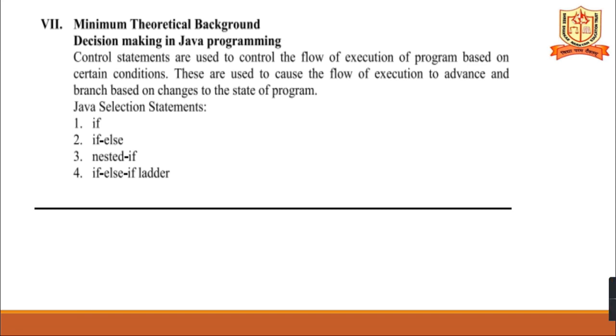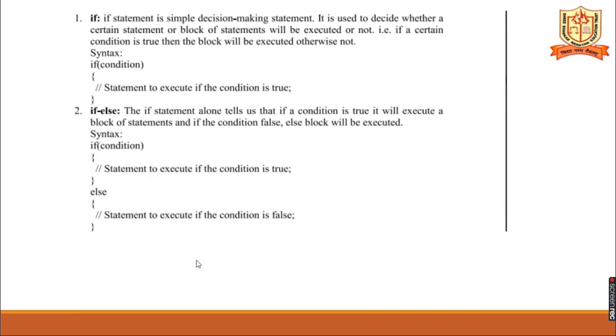Control statements are used to control the flow of execution of a program based on certain conditions. These are used to cause the flow of execution to advance and branch based on changes to the state of the program. So the Java conditional statements are: if statement, if else statement, nested if, and if else if ladder statements.